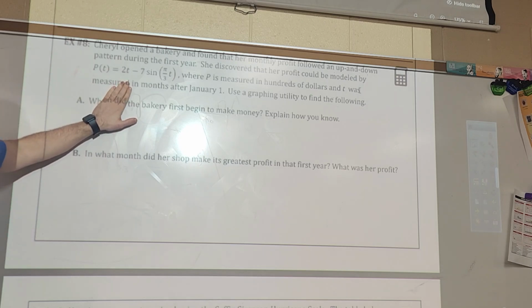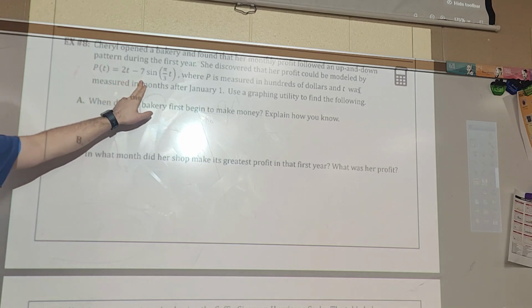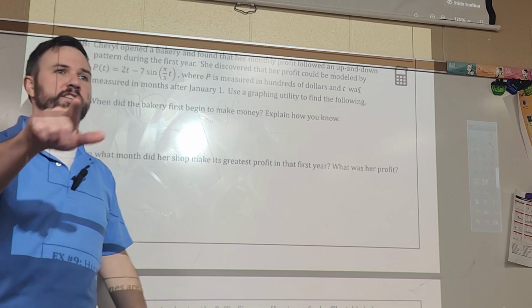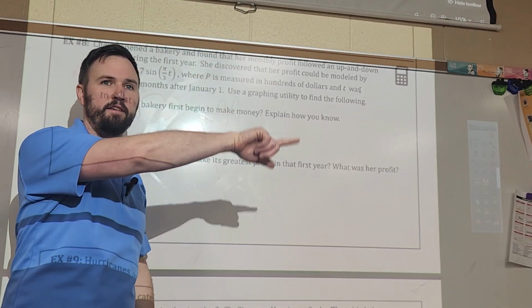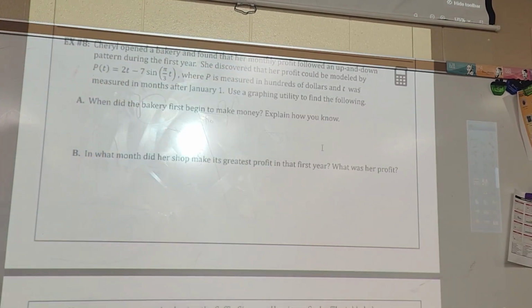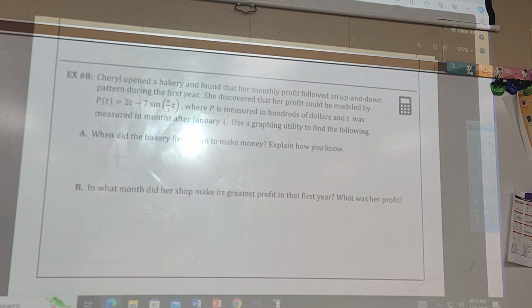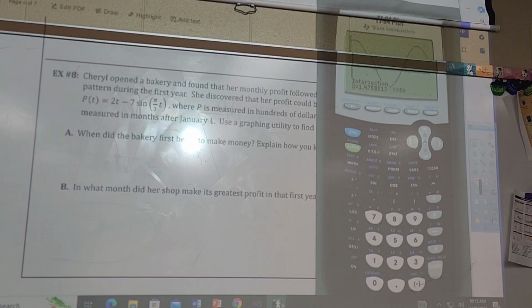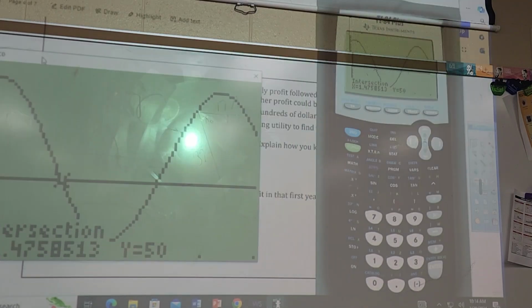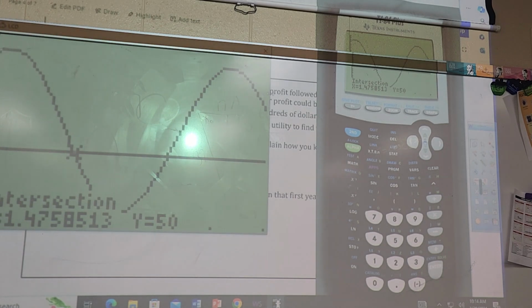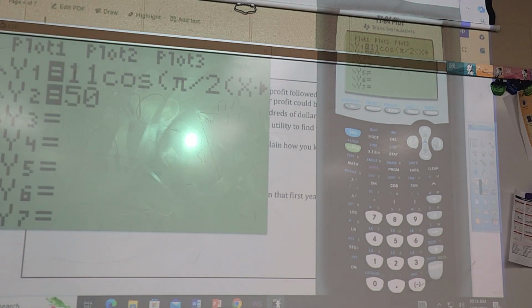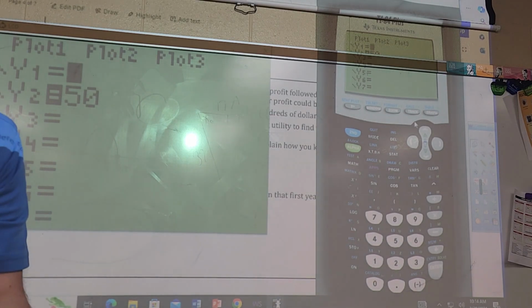It's going to look like the stock market, actually. The stock market is actually a sine curve that goes up or down as it fluctuates. So grab your calculators and let's plug in this beast. Well, it's in your packet. All right, so let's grab our calculators and plug in our equation.